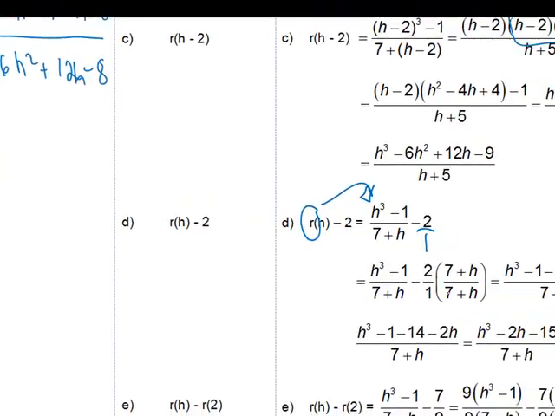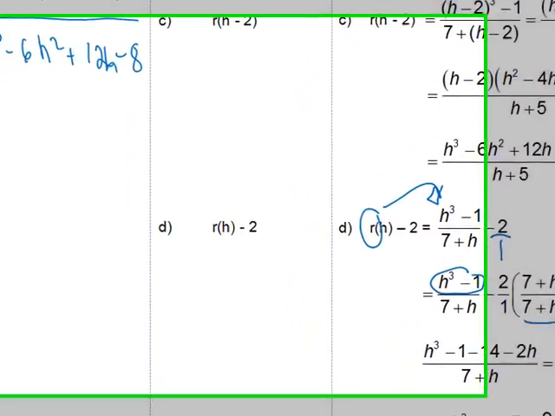So remember, in order to get 7 plus h in this denominator, I would multiply in the denominator by 7 plus h, and multiply in the numerator by 7 plus h, really multiplying that second fraction, that 2, by the number 1. It's just 1 written as 7 plus h over 7 plus h. So if I do that and put these all into one fraction, that gives me h cubed minus 1, there's my first piece, minus 2 multiplied by 7 plus h, all over 7 plus h.